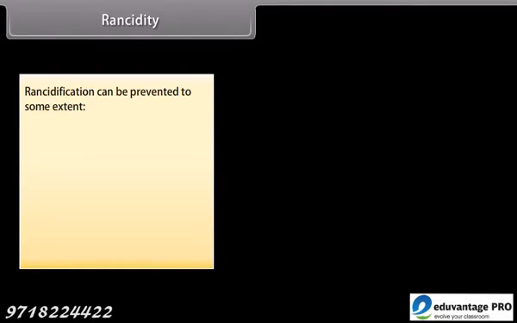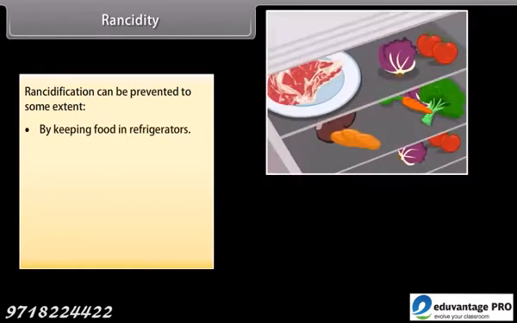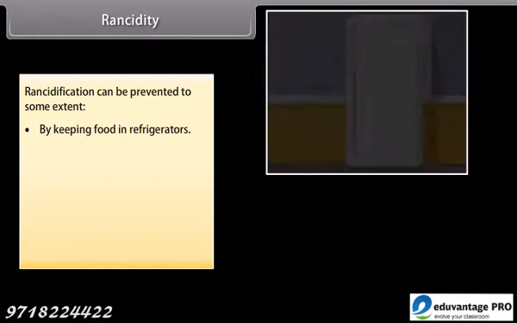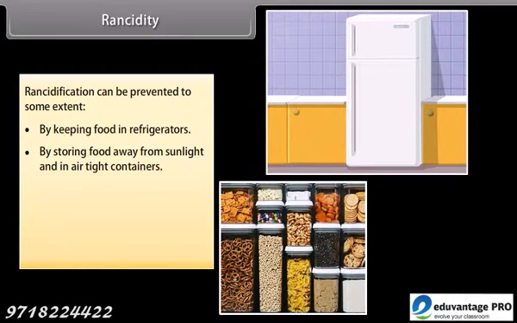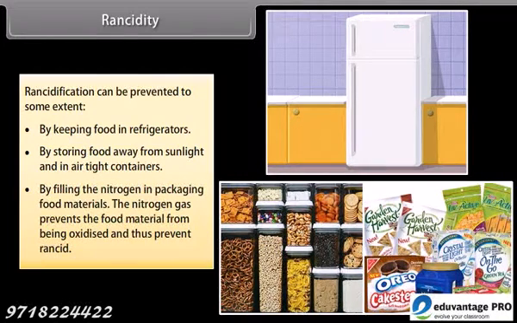Rancidification can be prevented to some extent by keeping food in refrigerators, by storing food away from sunlight and in airtight containers, by filling nitrogen in packaging of food materials. The nitrogen gas prevents the food material from being oxidized and thus prevents rancidity.